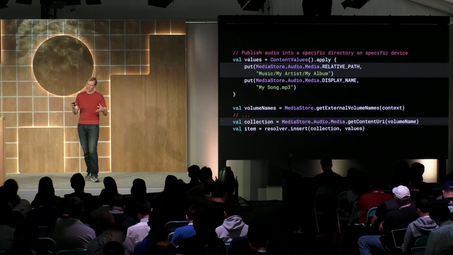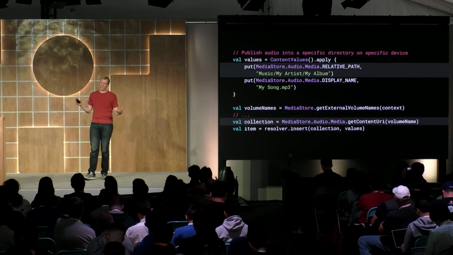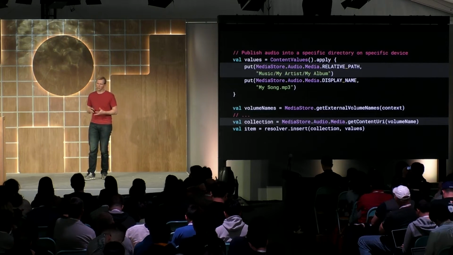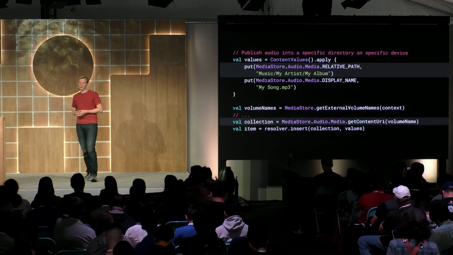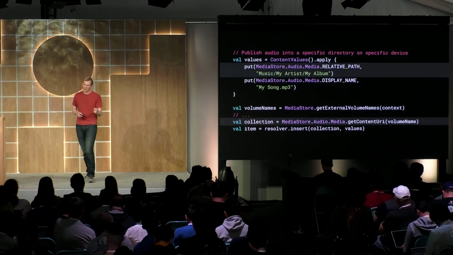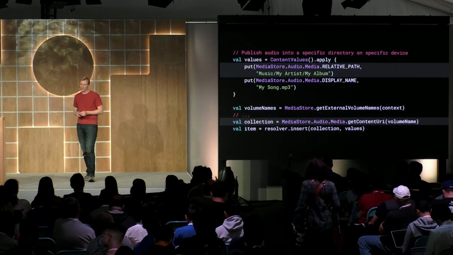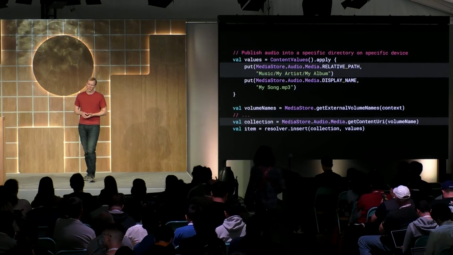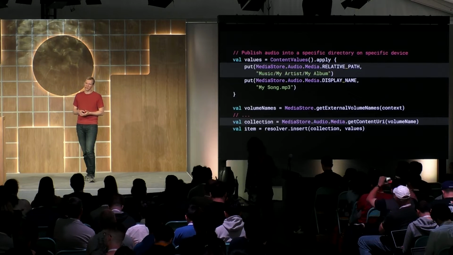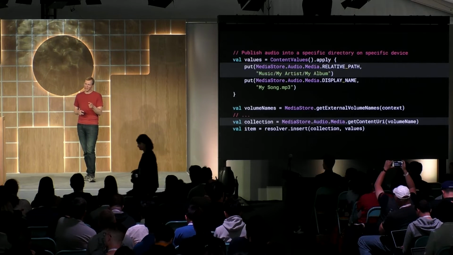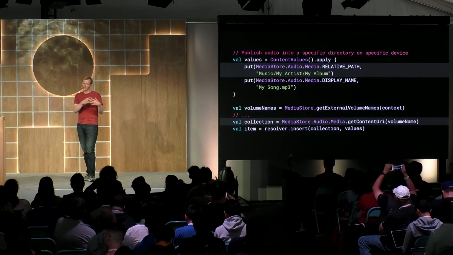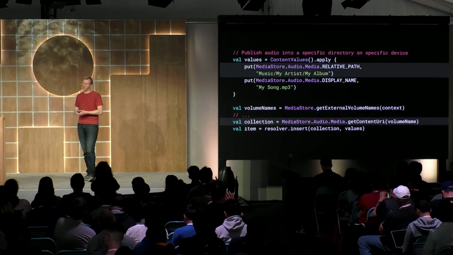So let's take a look at an example of both of these advanced concepts together in one example. The first thing we talked about was that relative path, being able to influence where things land on disk. Here we have a simple music file that we're inserting, mysong.mp3. The relative path here, we're asking for it to be placed under music, my artist, my album.